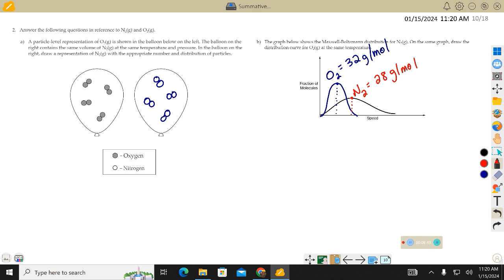Part B, the graph below shows the Maxwell-Boltzmann distribution for nitrogen. It's kind of like a fancy word for a bell curve that's showing the speeds of the particles in a sample of nitrogen. On the same graph, draw the distribution curve for oxygen at the same temperature. Okay, so the oxygen particles would be a little bit more massive, so they should be traveling a little slower. So just something that shows an average speed that's now slower than that of the nitrogen.